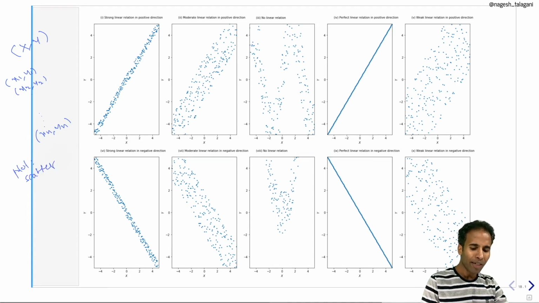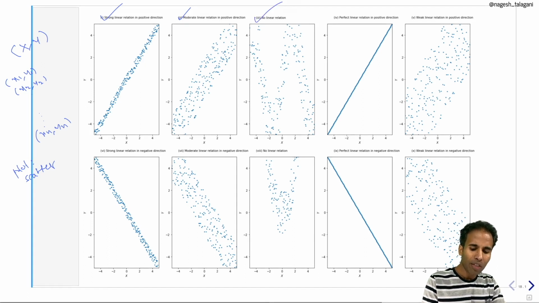If the scatter diagram is like in figure 1, then we can say that there is a strong linear relationship between x and y in positive direction. When I say positive direction, I mean with a positive slope. That means when x increases, y also increases. There is a strong linear trend in positive direction. If it is like in figure 2, we still see a linear trend in positive direction, but not so strong. So we can say there is a moderate linear relationship between x and y in positive direction.